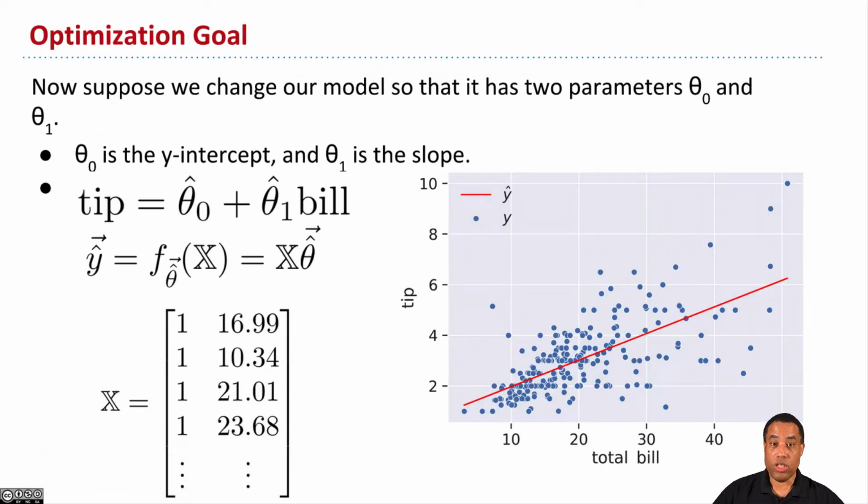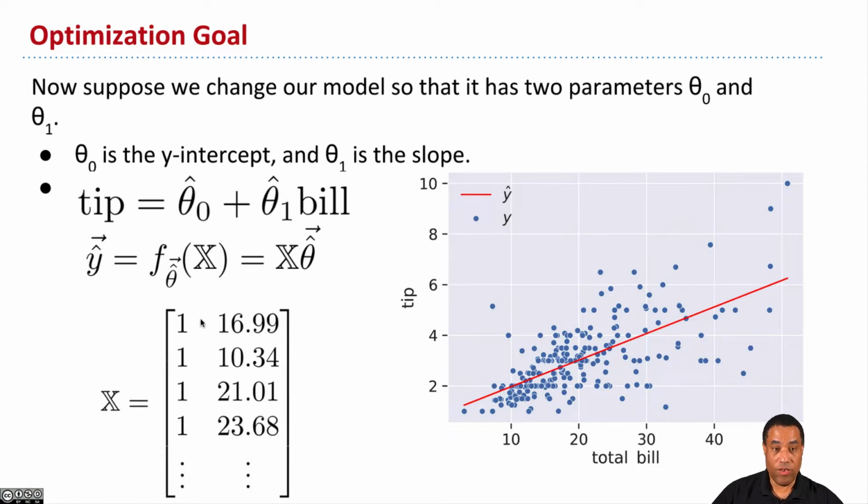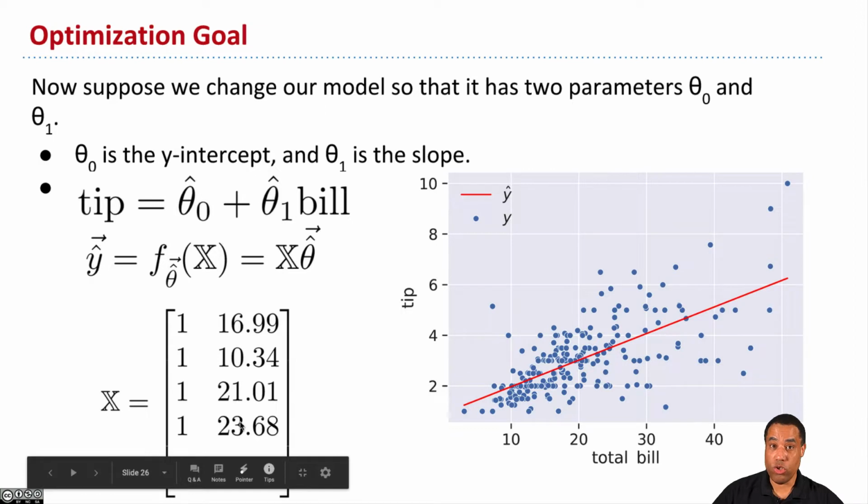Okay. So let's change our tip model. So now it has 2 parameters. It's going to have a theta 0 and a theta 1. Theta 0 is our y-intercept, and theta 1 is going to be the slope. All right, so now our tip will be theta 0 plus theta 1 times our bill. And we'll have a new design or feature matrix, which has a bias term, that's the ones here, and it has the total bill. Okay.